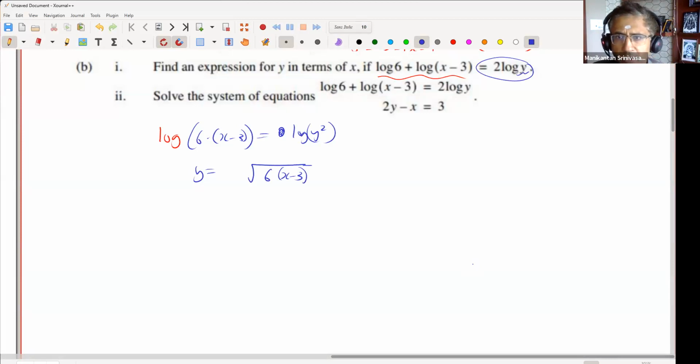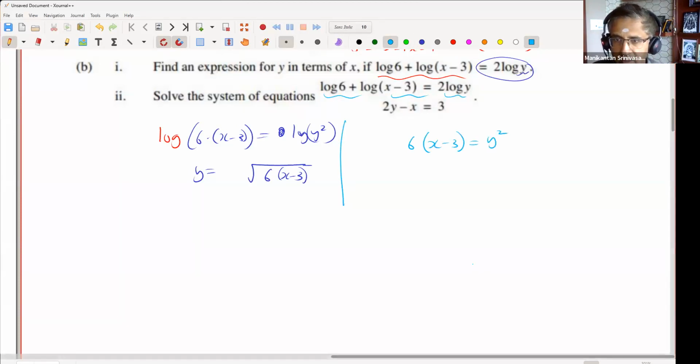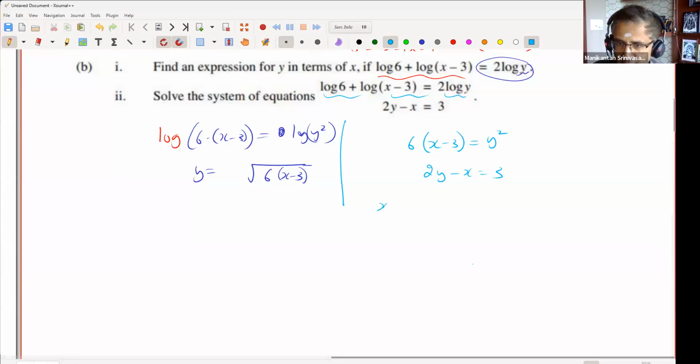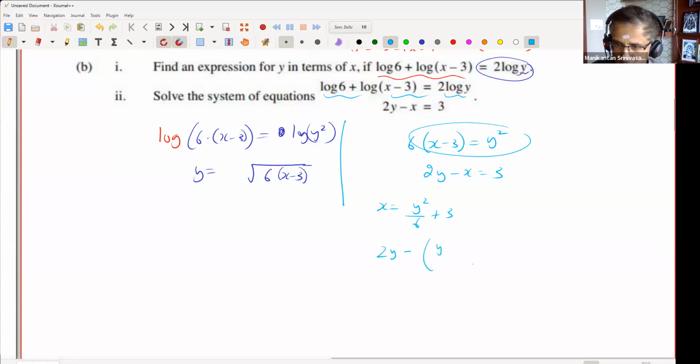Okay. Solve the system of equations. So this is the same equation as before, right? So we can just keep it. So 6 times x minus 3 is y square essentially. And then 2y minus x equal to 3. So I can just substitute for x. From the first equation, I get y square by 6 plus 3 is my x, right? So now 2y minus y square by 6 plus 3 equal to 3.